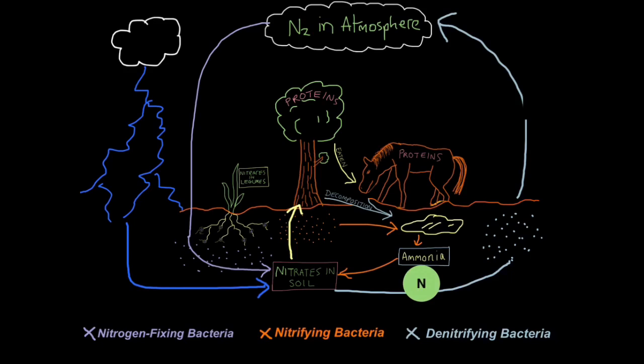So now I'm going to introduce the first of the 3 bacteria, nitrifying bacteria, these orange dots here. And what they will do is convert ammonia into nitrates in the soil, so once again they can be taken in by plants to form proteins.